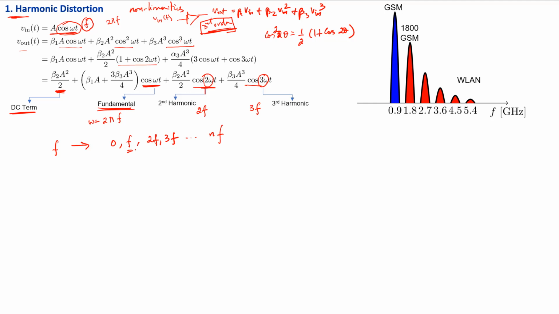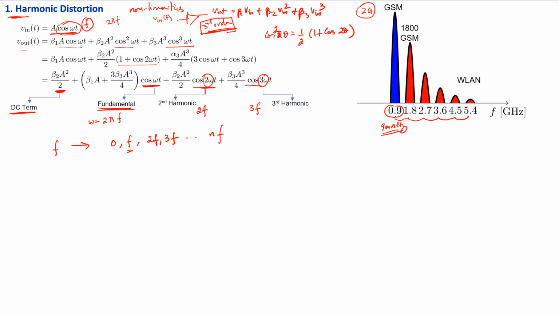Why is this a concern? Maybe there could be a situation where, let's say, 2G telephony was using the 0.9 gigahertz, 900 megahertz spectrum for transmission. Every integer multiple of this is going to be a harmonic frequency. Every integer multiple of the fundamental.